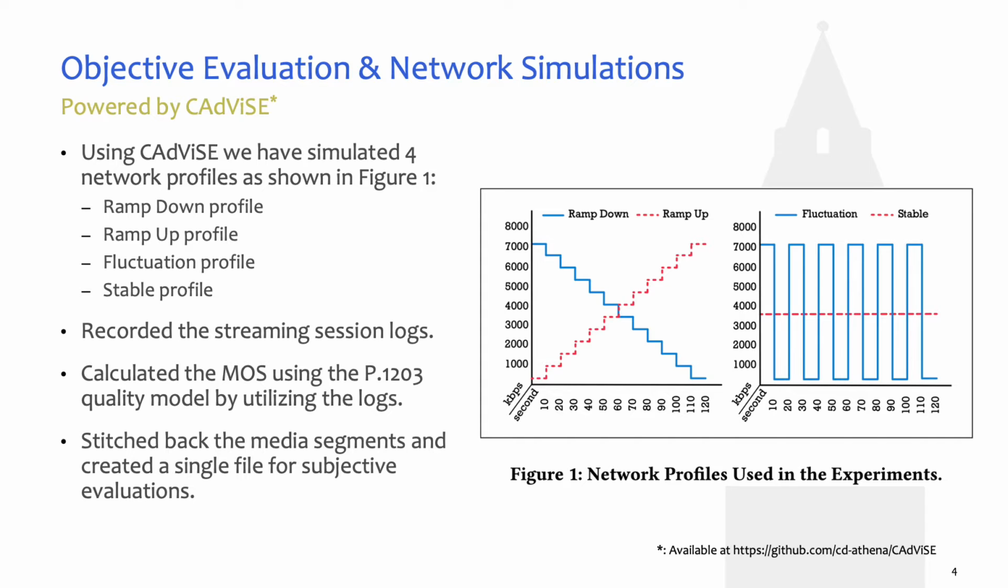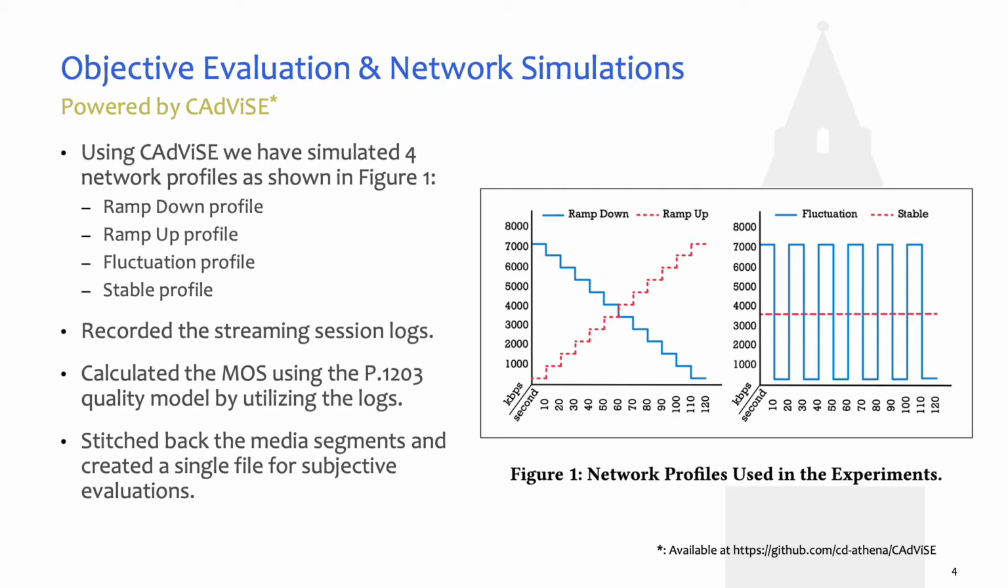In ramp-up network profile, we increase the available bandwidth for each client from the minimum to the maximum possible bandwidth. Min and max and the incremental steps are similar to ramp-down profile. To provide a more challenging network profile to the clients, we have designed fluctuation network profile as well. In this network profile, we constantly decrease to the minimum available bandwidth and increase to the maximum available bandwidth with the interval of 10 seconds.